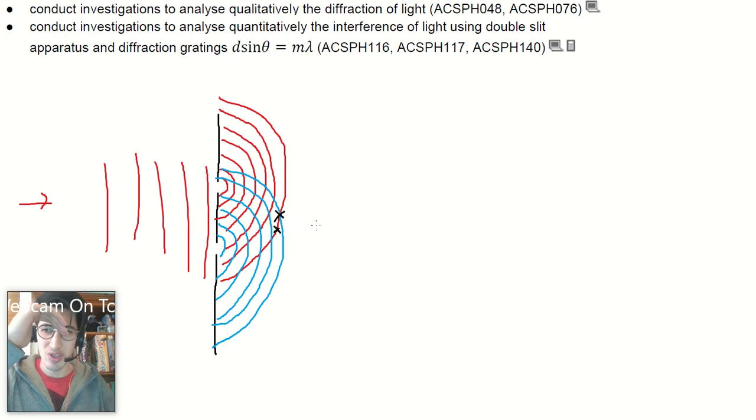So when you have a crest with a trough, they cancel each other out and you get no light or very dim light. And then after that, we have crest meeting with crest. Then we have crest meeting with trough again, etc., etc.